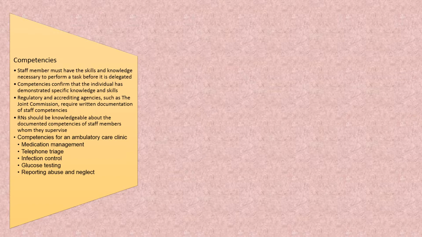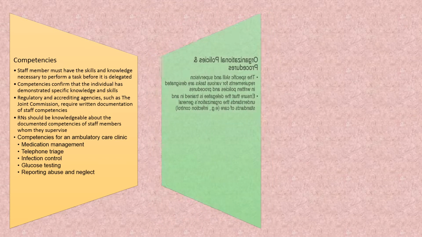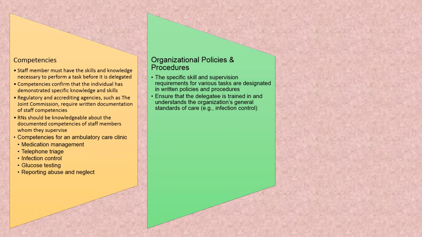Competencies for an ambulatory care clinic can include medication management, telephone triage, infection control, glucose testing, and reporting abuse and neglect. Then we have organizational policies and procedures. The specific skill and supervision requirements for various tasks are designated in written policies and procedures. These ensure that the delegatee is trained and understands the organization's general standards of care. One example, infection control.